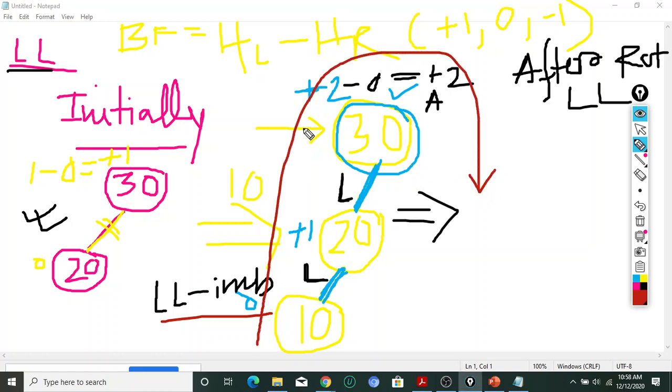What does it mean? Where is the imbalanced node? This node is imbalanced. 30 is imbalanced. Why? Because plus 1 is okay, 0 is okay, the balance factor is okay, but this 30, the root node, is imbalanced because the balance factor is plus 2, right? Is it understood by everyone? Up to this point is clear? Any question?